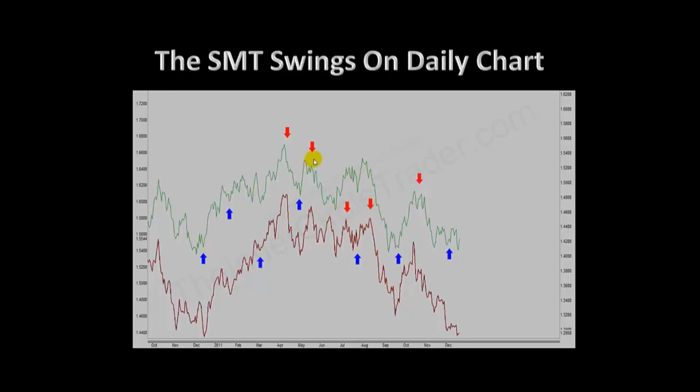So again, this high to high on the dollar was higher. That should have been met with a lower low in the cable here. Again, this is mirrored. This whole price action here should be reversed. But for us to compare highs to highs and lows to lows, you have to mirror one or the other.